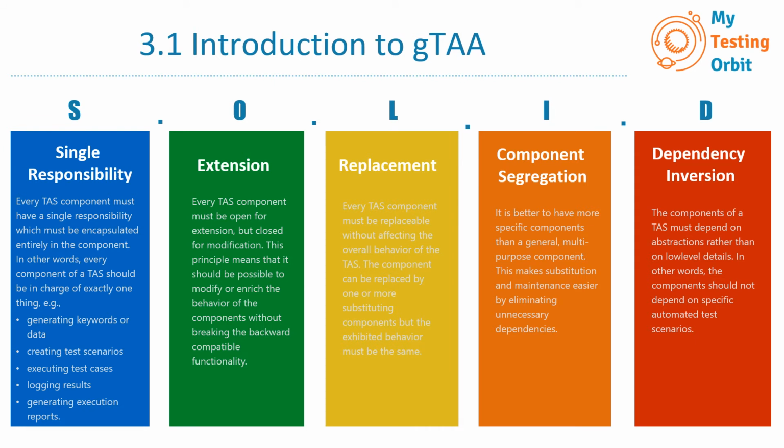It is recommended that the test automation architecture of a test automation solution complies with the following principles that support easy development, evolution, and maintenance of the test automation solution. Okay, so these are the 5 principles, which are also known as SOLID, and SOLID is an acronym for the first 5 object-oriented design principles.